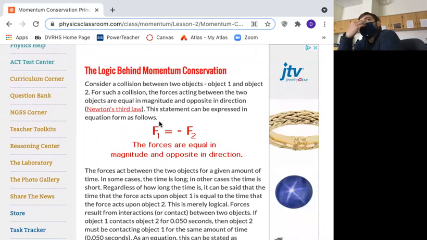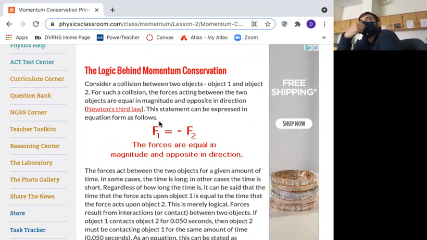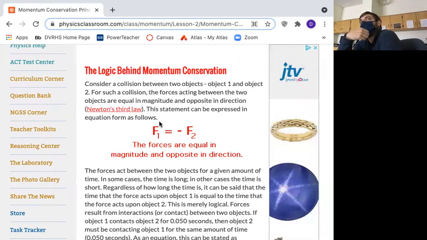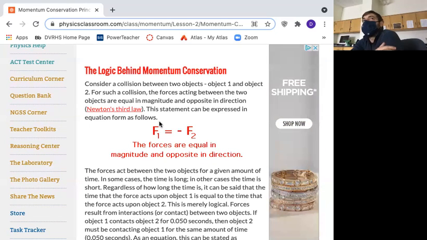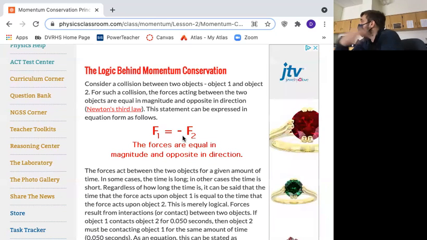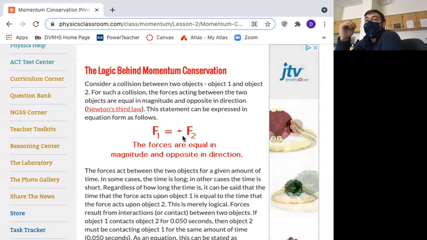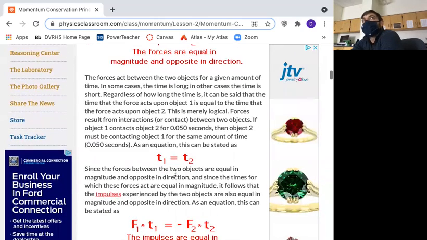Consider a collision between two objects, objects 1 and 2. For such a collision, the forces acting between the two objects are equal in magnitude and opposite in direction. This statement can be expressed as follows: F1 equals negative F2. And you can really say that F1 equals F2. The negative is there to show that F2 is happening always in the opposite direction.